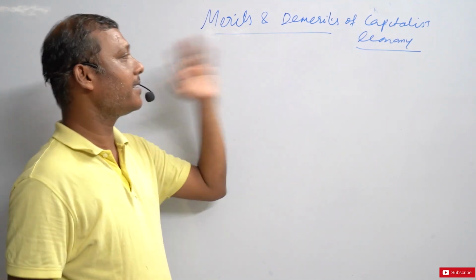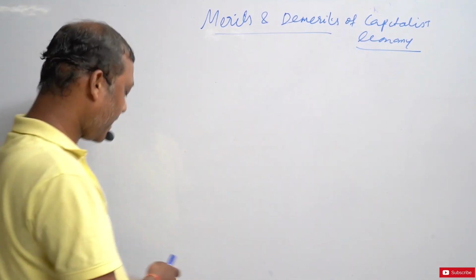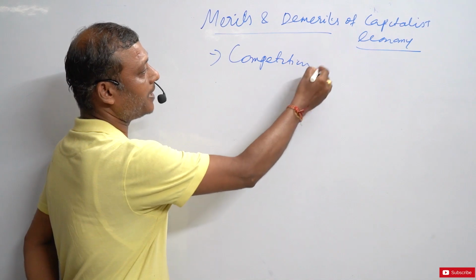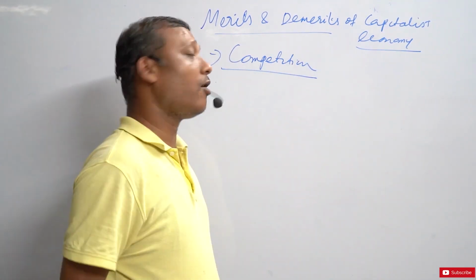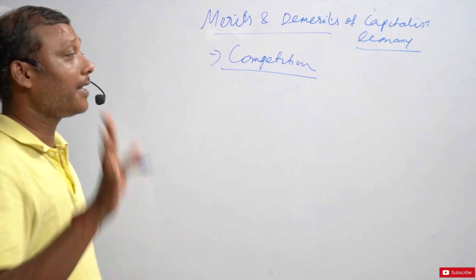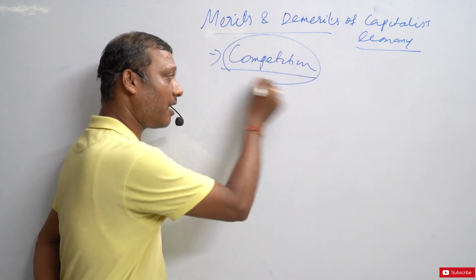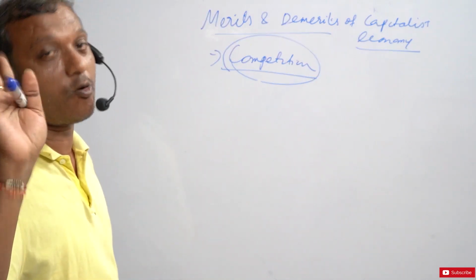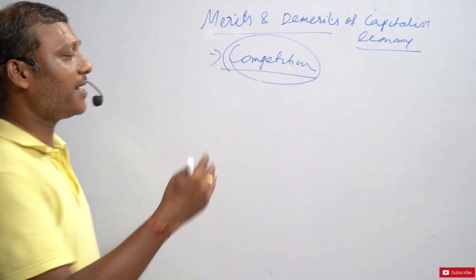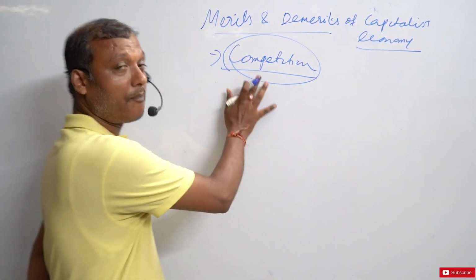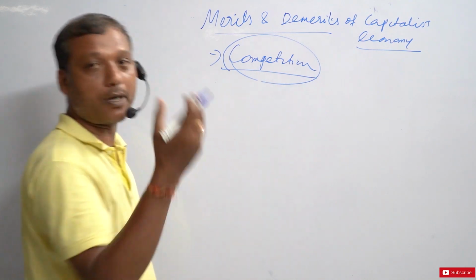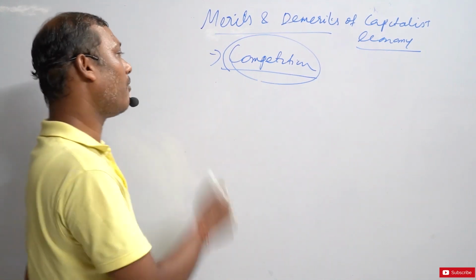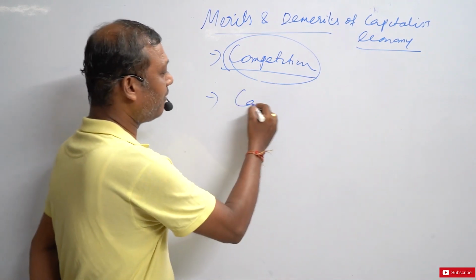If you focus on the merits of the capitalist economy, one of its greatest merits is competition. All over the world you will find different economic systems, but in the capitalist society, competition is very tough. Competition is very severe in a capitalist economy, more than in any other economic system in the world. Competition is bound to exist. Competition can be found anywhere, but due to competition in a capitalist economy, it leads to good quality at a reasonable price. This is one of the great merits of the capitalist economy in the world. Next point, capital formation.